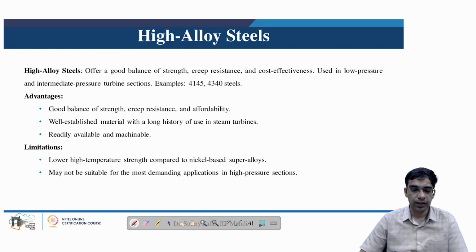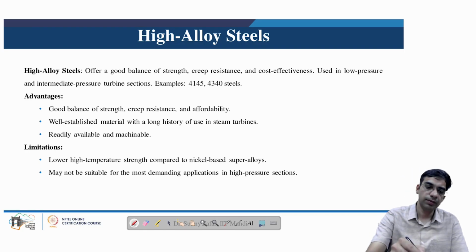Other steels, the high alloy steels, offer a good balance between strength, creep resistance, and cost effectiveness. So these are often used in the low pressure and intermediate pressure turbine sections. Examples include 4145 and 4340 steels, and because of this well established use, they are readily available and machinable. Nevertheless, such steels also have limitations: lower high temperature strength compared to nickel based superalloys, and they may not be suitable for high pressure sections of the steam turbine.